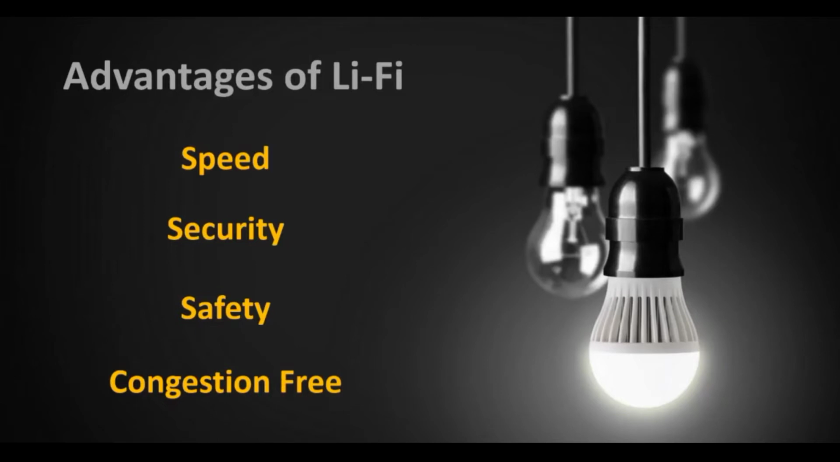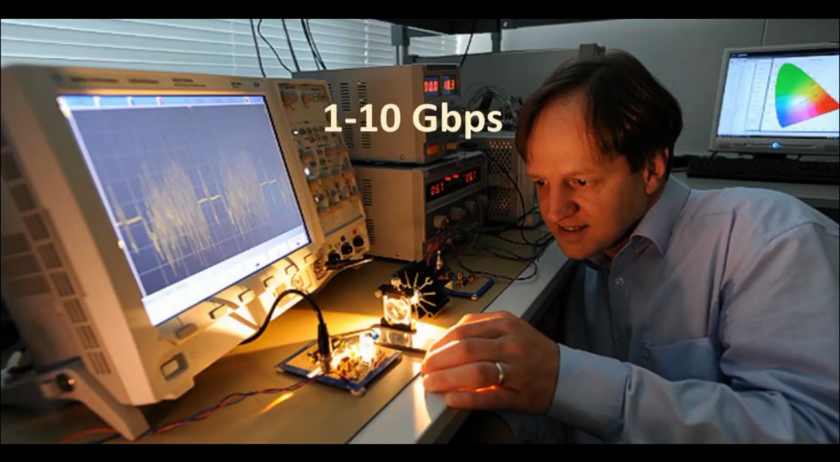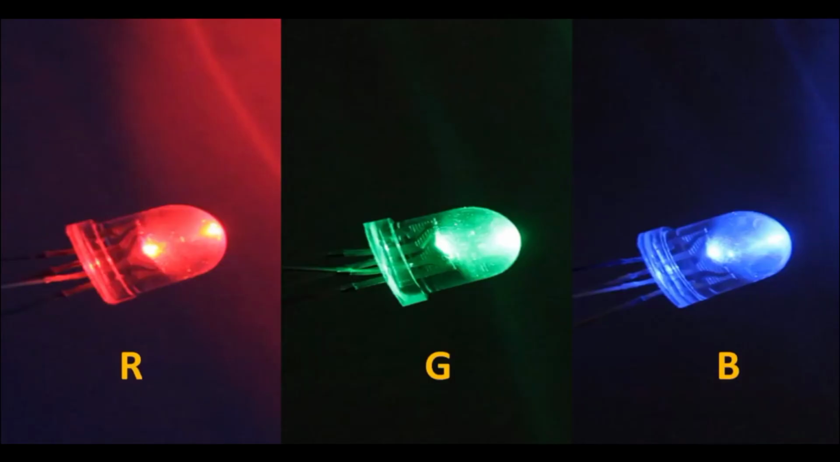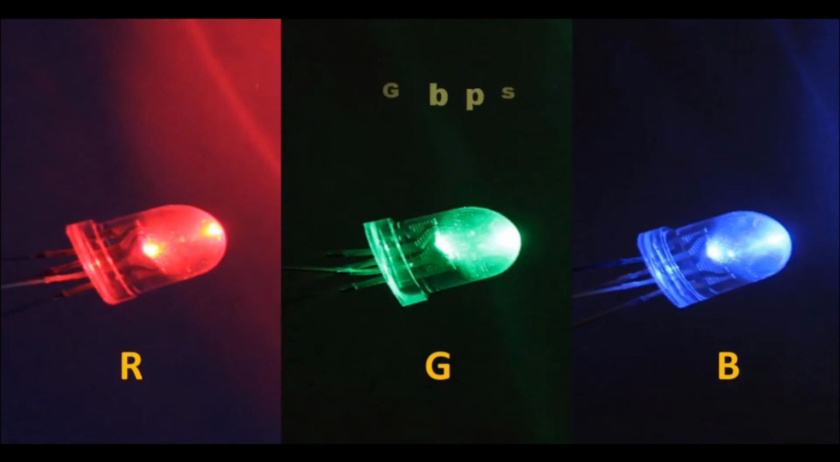First, let's talk about the speed. So far, researchers have achieved data speeds of up to 10 Gbps in lab-scale prototype models. This speed can be further enhanced by using an array of LED sources and by using multiple colors of LEDs like RGB LEDs, where each LED source is able to transmit data up to 10 Gbps. Using such technologies, researchers have achieved a maximum speed of up to 100 Gbps.